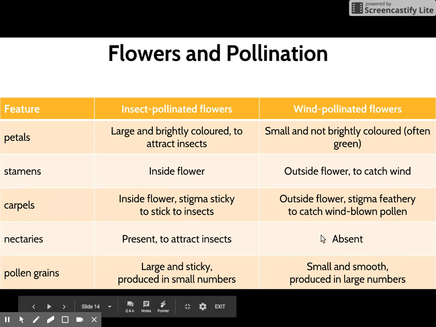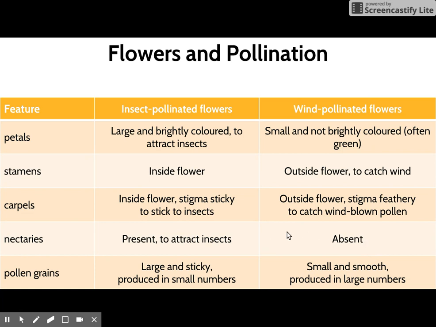Want to point out that nectaries are completely absent in wind pollinated flowers, and that is because nectaries are made full of nectar, which is just basically sugar water on the basic scale of things. And the wind does not care if something tastes sweet. So they don't need them at all.